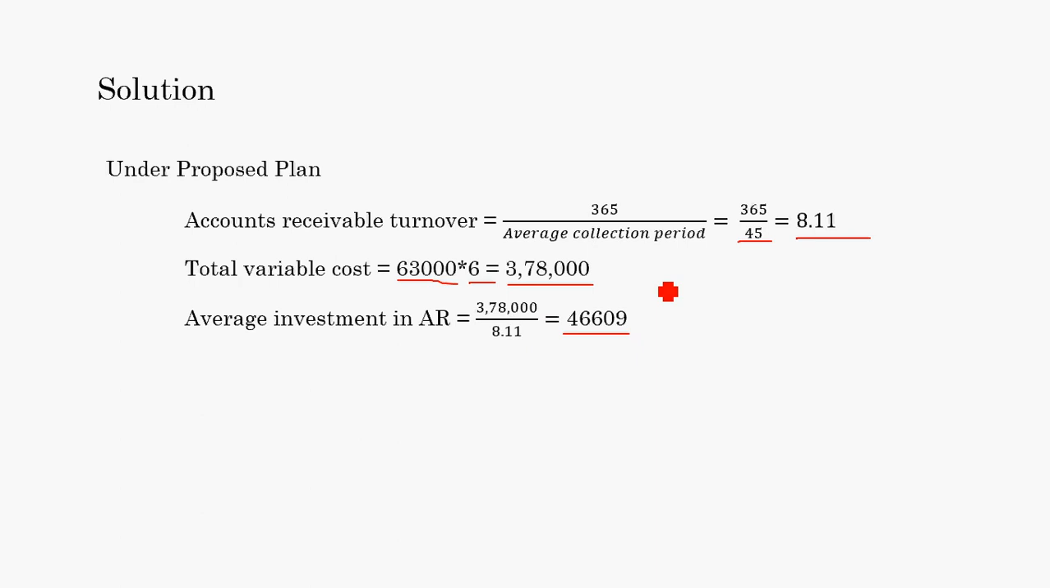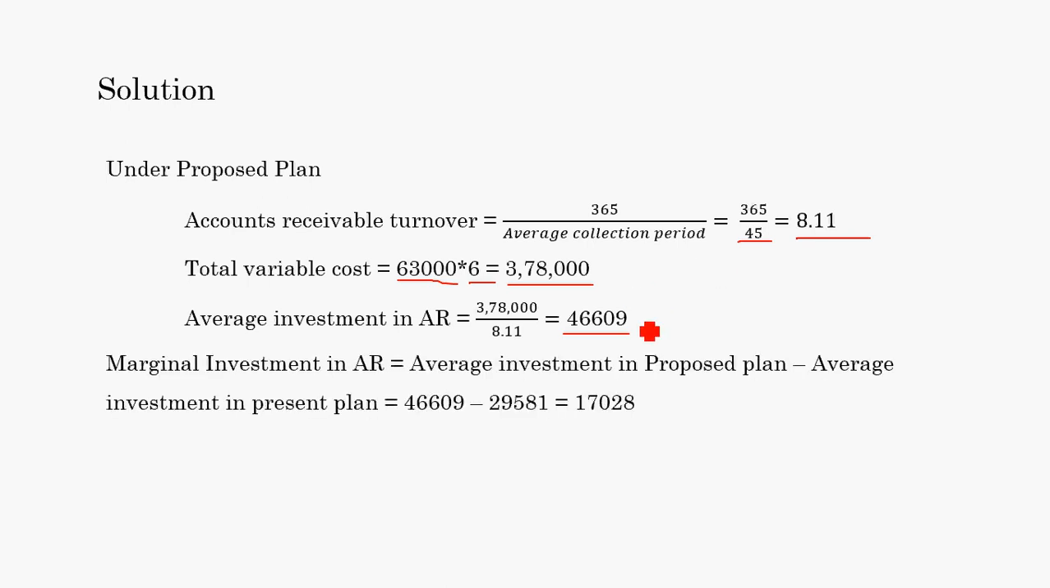Now these are the investments held up in your account receivable in your present plan and the proposed plan. But we have to calculate the cost of this investment. The cost was given as 15%. Now let's look at the marginal investment in account receivable. Marginal investment is nothing but the increase or decrease in account receivable because of the change in plans. So you're going to take the average investment in the proposed plan and subtract the average investment in the present plan. That will be the marginal increase or decrease in the investment in your account receivable.